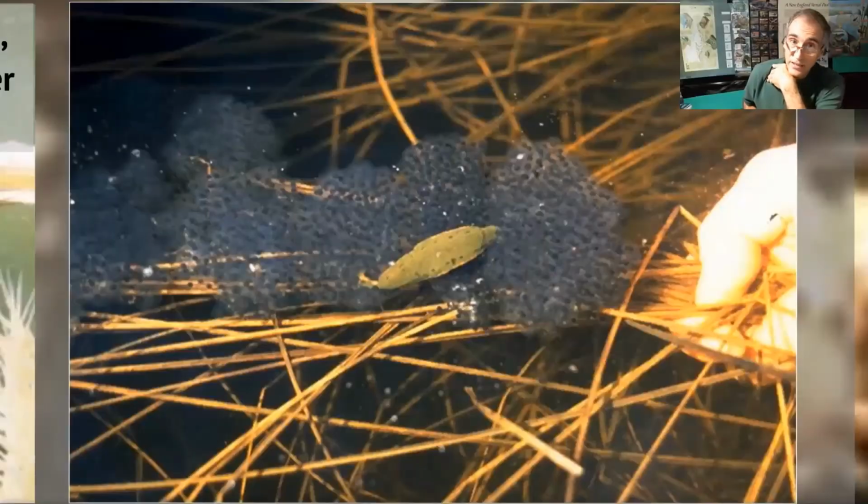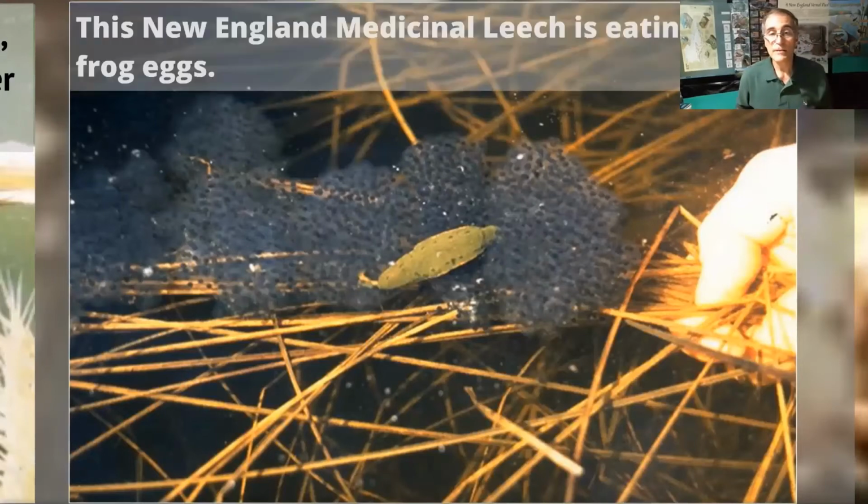This is an annelid, another class of animals, Annelida. It's an earthworm, except, I mean, it's similar to an earthworm. It has ridges like an earthworm and everything. And it's eating wood frog eggs at this point. So it's a medicinal leech.